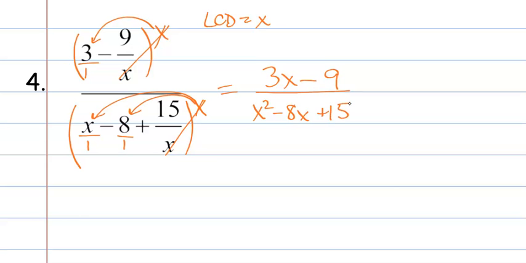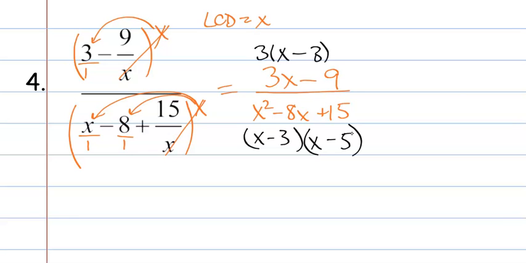So now we do some factoring. We get 3, x minus 3. And at the bottom, it's a trinomial. Let's see, what works? 3 and 5, I think. Minus 3, minus 5. Okay, so we can cancel x minus 3, x minus 3. And we have a nice, simple 3 over x minus 5.